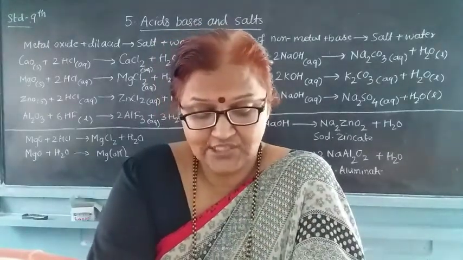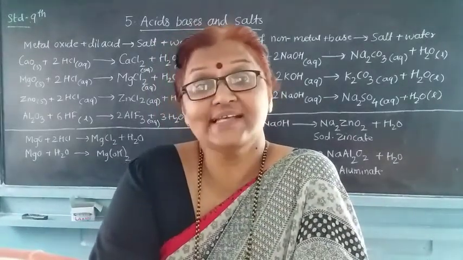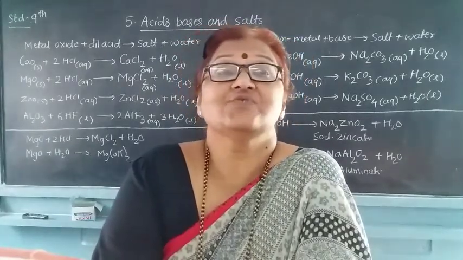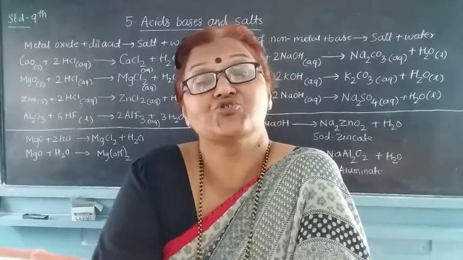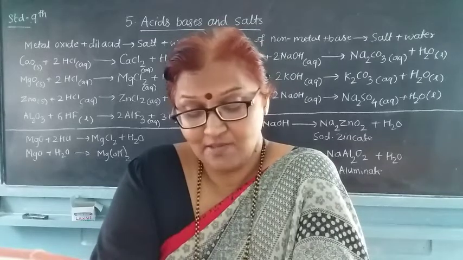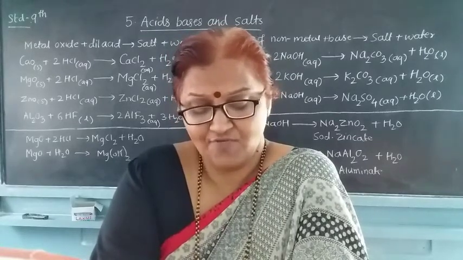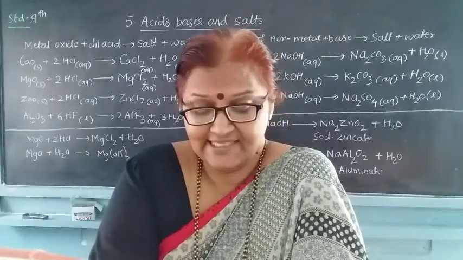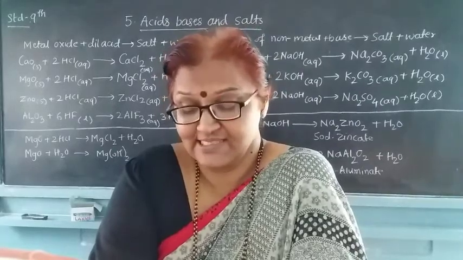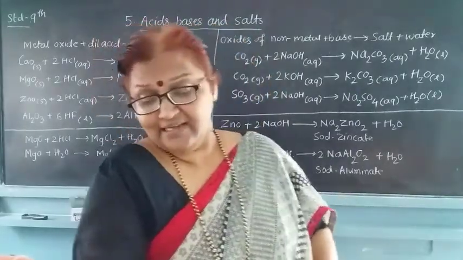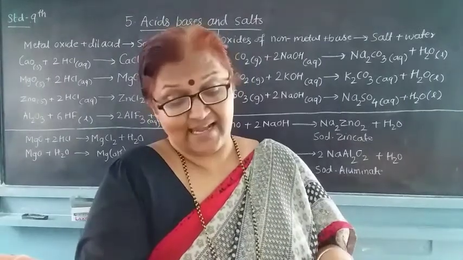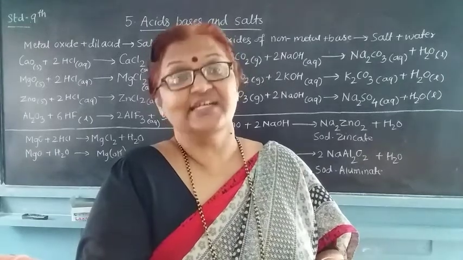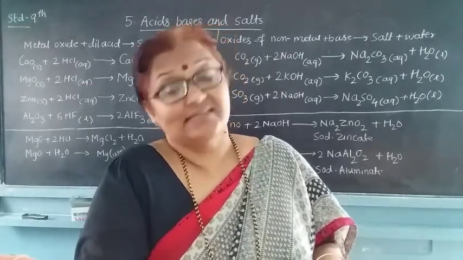A neutral salt is formed by neutralization of a strong acid and a strong base. The aqueous solution of a neutral salt has a pH equal to 7. An acidic salt is formed between a strong acid and a weak base, and the pH of its aqueous solution will be less than 7.